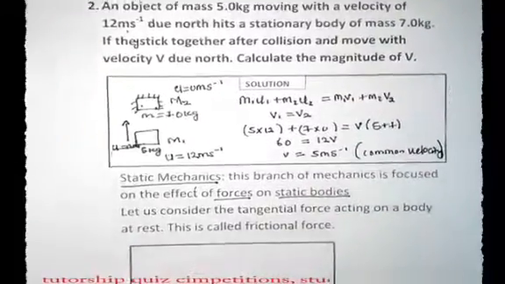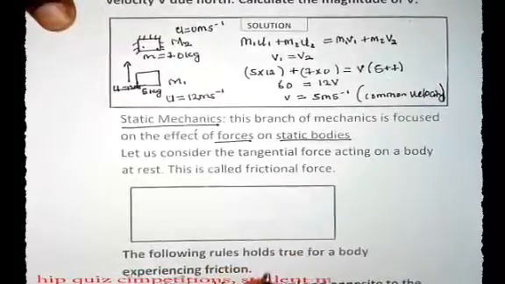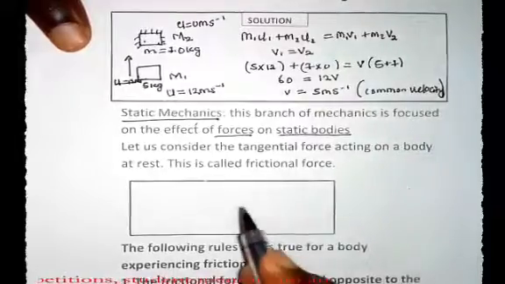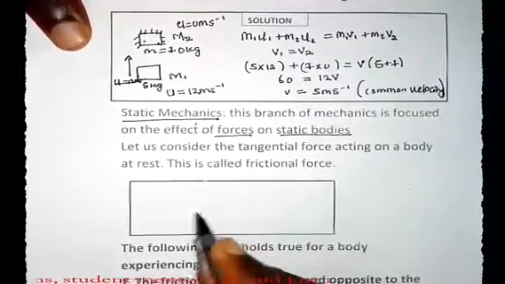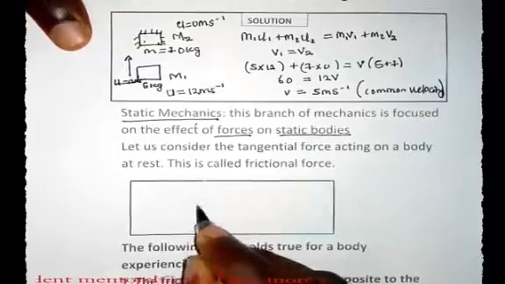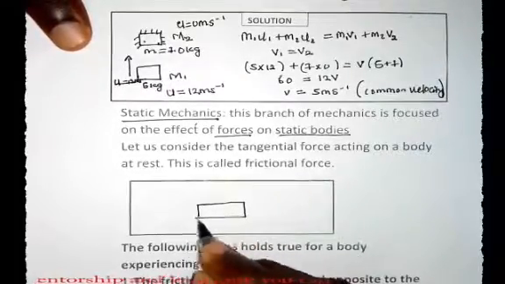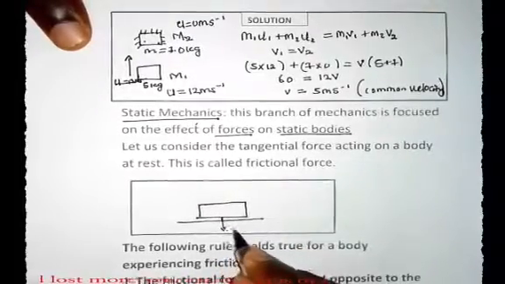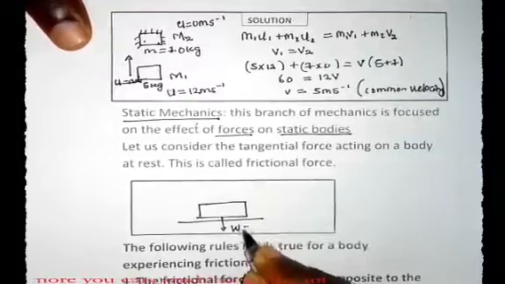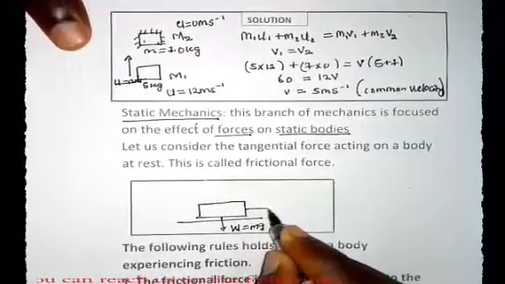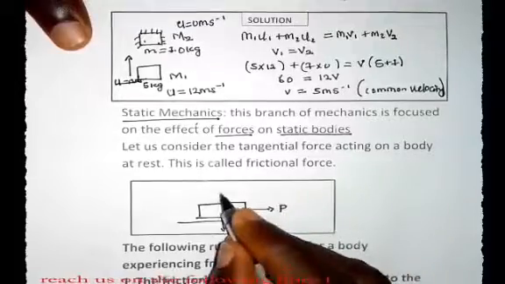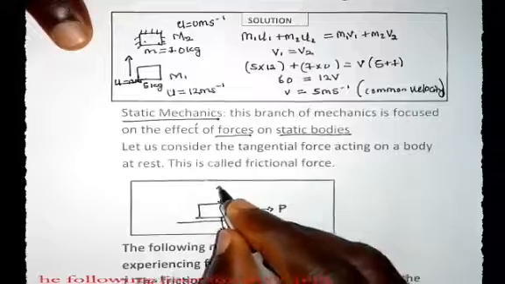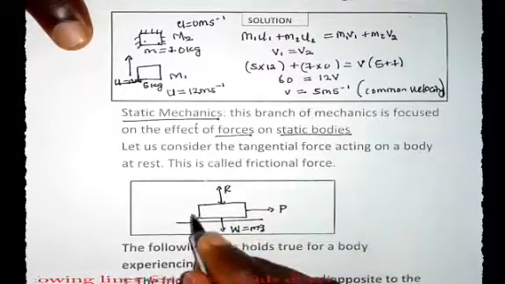So let us consider the tangential force acting on a body at rest. I'm going to draw a diagram. This is a body of mass at rest on a surface. The weight of this body will act downward, which is our W, the same thing as mg. Then a force is being applied here as P. Then you have the normal reaction of this body, which is R. And we also have what we call the frictional force.